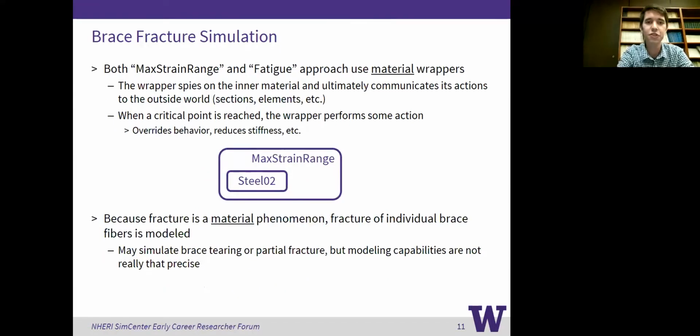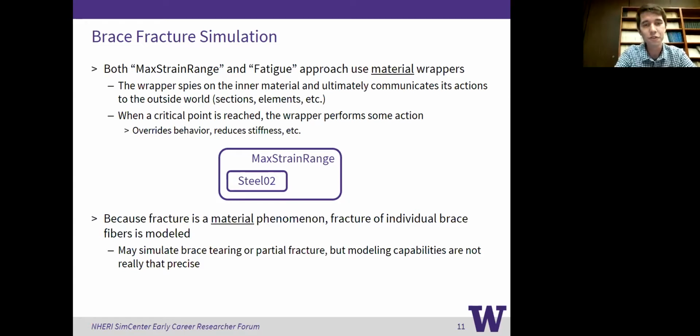So the way these generally work are as material wrappers. So both max strain range, as I'll call it here, and fatigue are material wrappers. And the way I like to think about it is that the wrapper spies on the inner material. Okay, so maybe that inner material is Steel02, maybe it's something elastic. It can really be anything. And the max strain range material is what communicates to the outside world, which are the sections, the elements, and all of that. But the behavior is still dominated by what's happening inside with Steel02.